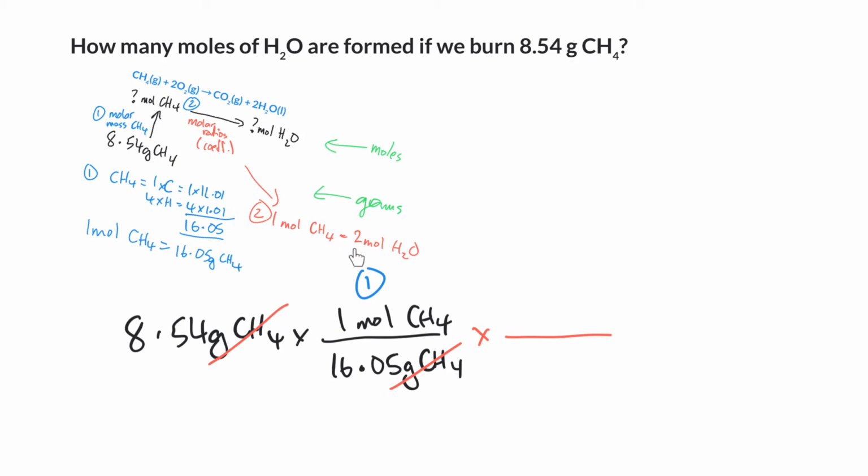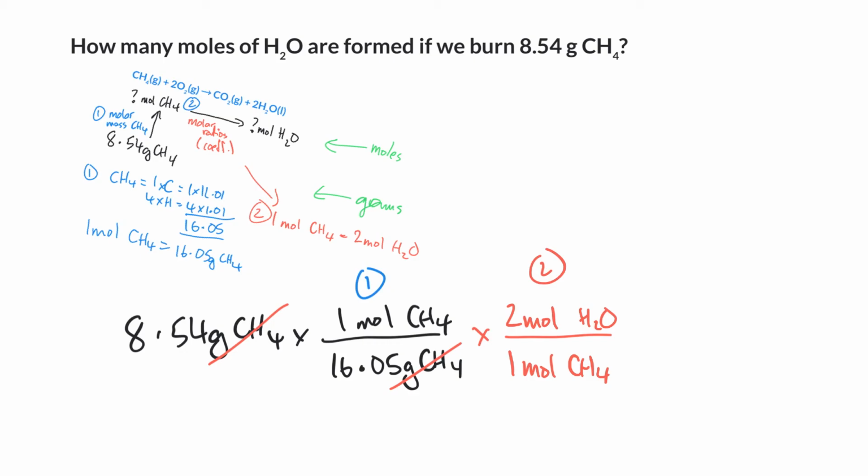1 mole of methane, 2 moles of water. So since we've got our moles of methane on the top, our mole of methane will have to be on the bottom there. So let's go ahead and jot it down. 1 mole CH4 goes on the bottom. That means that the 2 moles of H2O have to go on the top. So that was the second conversion there.